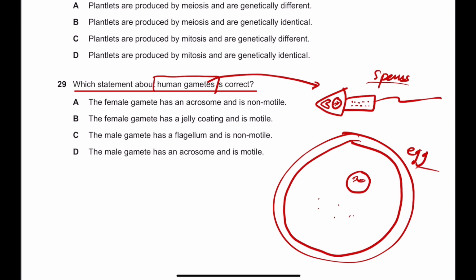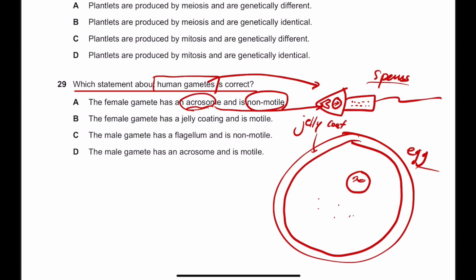A, the female gamete has an acrosome. No, it doesn't have an acrosome. Acrosome is the part of the sperm that dissolves the jelly coat of the egg. The female gamete is, of course, non-motile, meaning that it can't move. Sperms can move, but eggs can't.